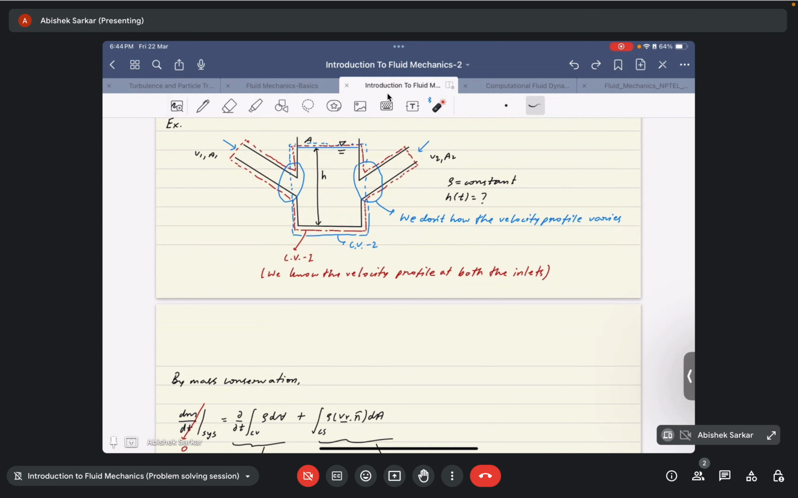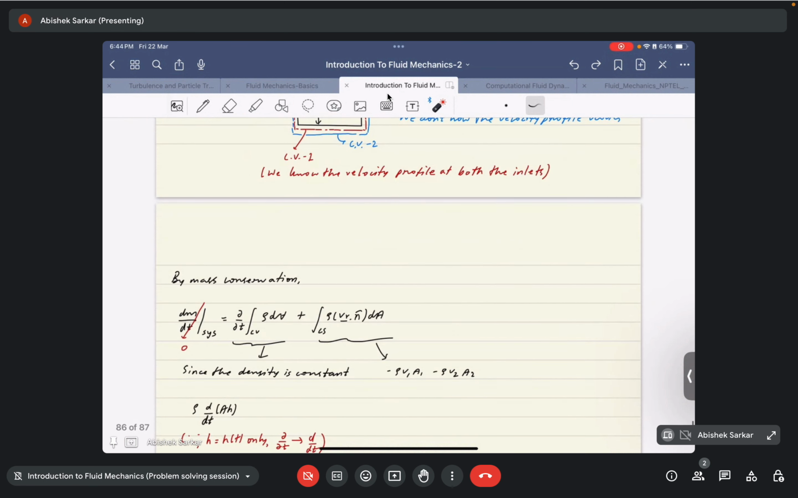So they mentioned that there's a uniform velocity profile at both the inlets. It's V1 and V2, they are uniform. So basically the velocity profile at these two inlets are known. Okay, so from mass conservation we can write dou by dou t of the volume integral of rho over CV plus the net mass flux coming out of the control volume would be equal to 0.